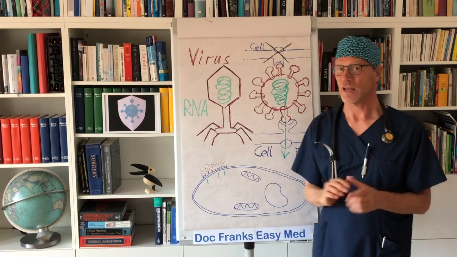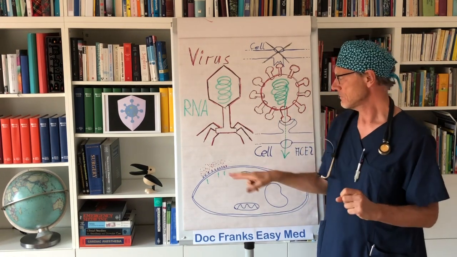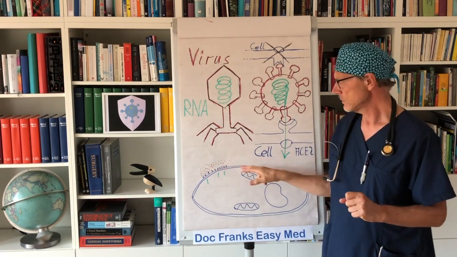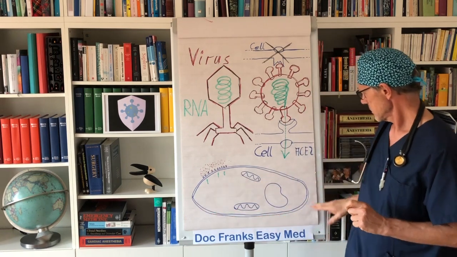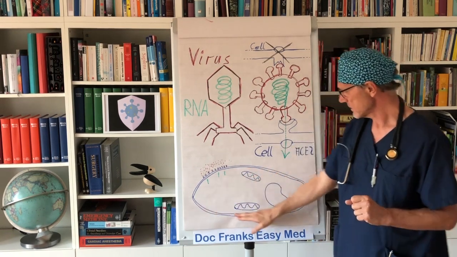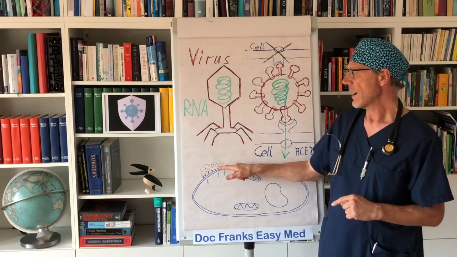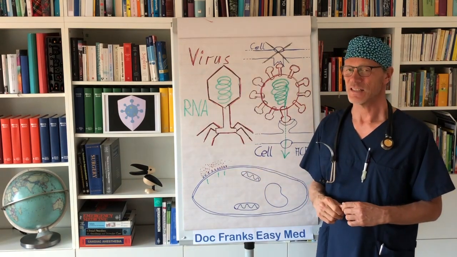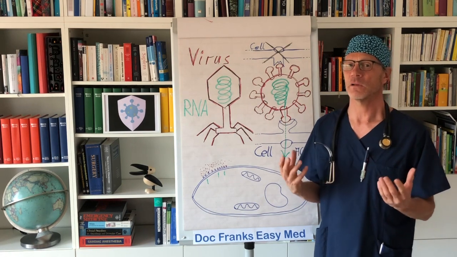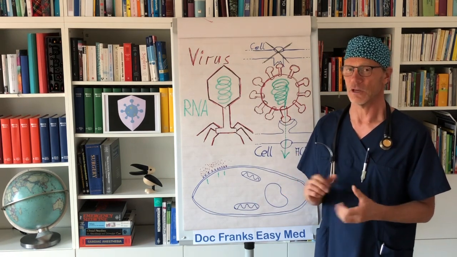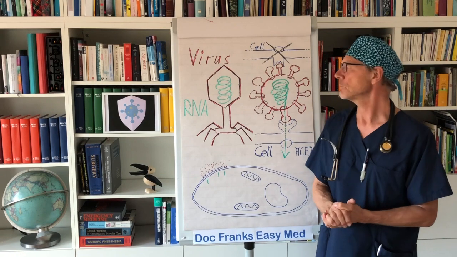So viruses are very tiny. They are the red dots here. And the outer membrane of a cell is huge if you compare it with a virus. You can't see a virus in a normal microscope. You need to have an electron microscope.